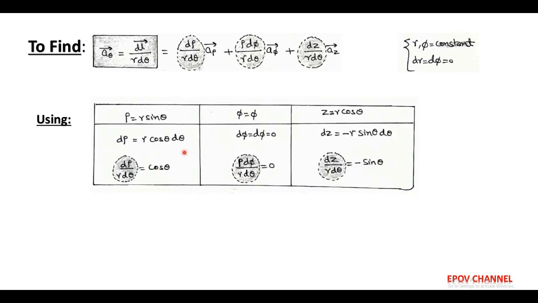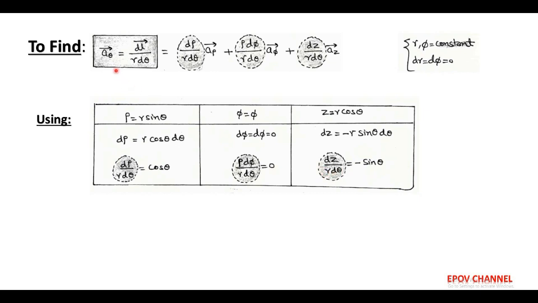Using the relationship rho equals r sin theta, phi equals phi, and z equals r cos theta, by considering r and phi as constant. So d rho equals r cos theta d theta, d phi equals d phi, that is 0, and dz equals minus r sin theta d theta. Now after rearrangement we get d rho upon r d theta equals cos theta, rho d phi upon r d theta equals 0, and dz upon r d theta equals minus sin theta.